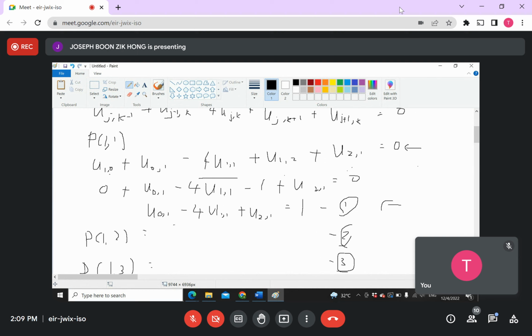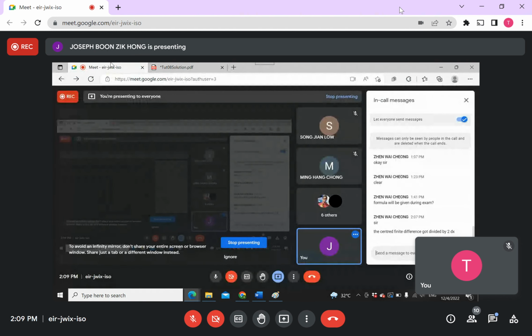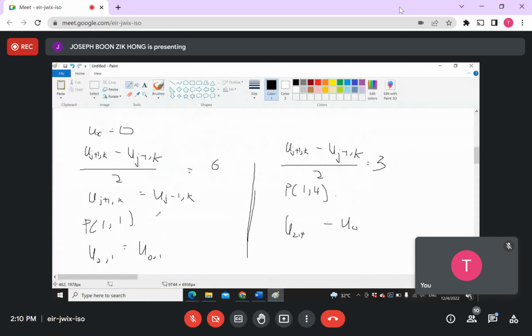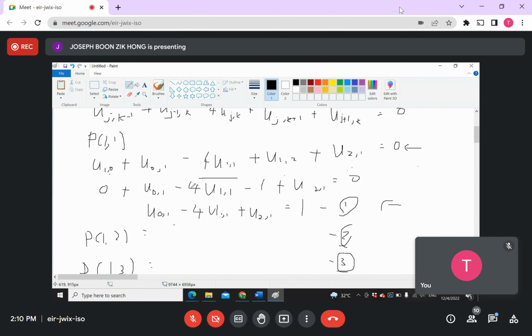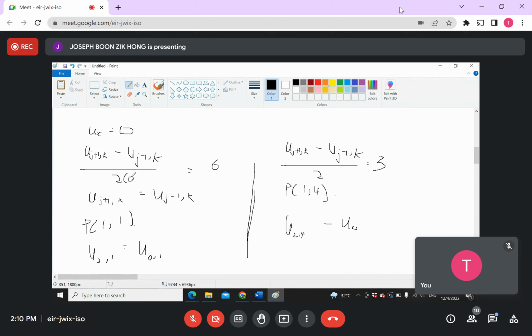Okay. Sorry, just now I made mistake. The central finite difference got divided by 2. Oh, sorry. This one should be times 0.5. My mistake. Sorry, I move again.